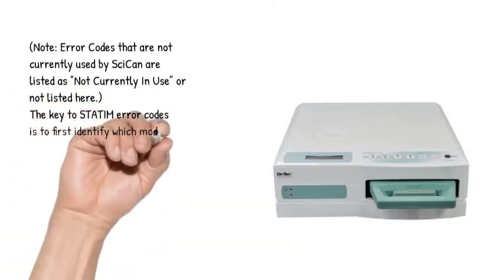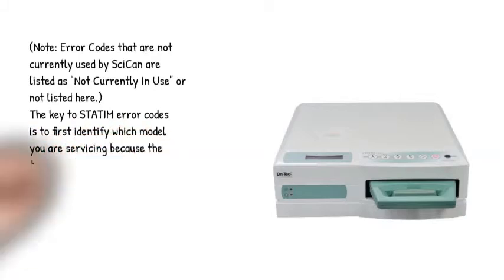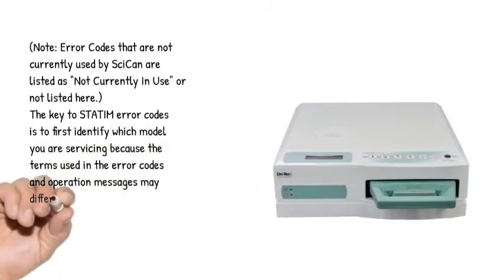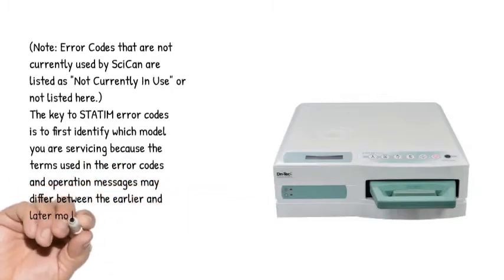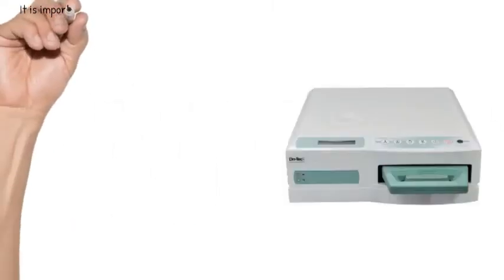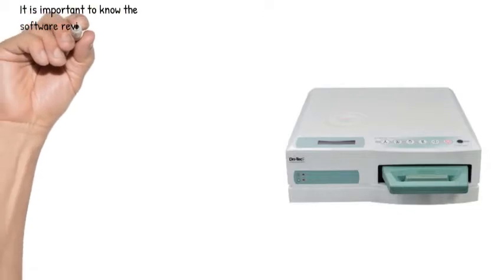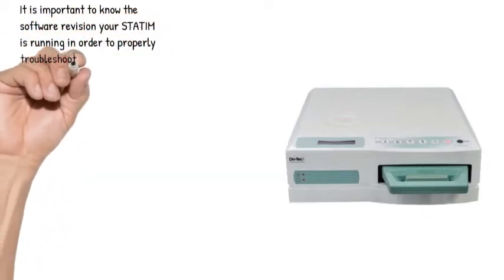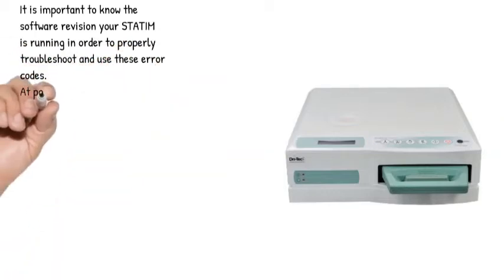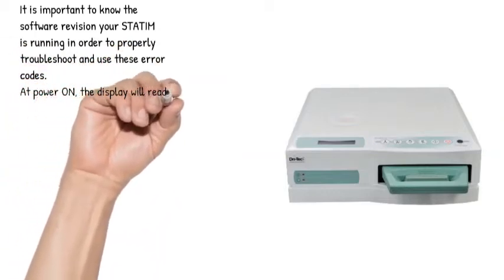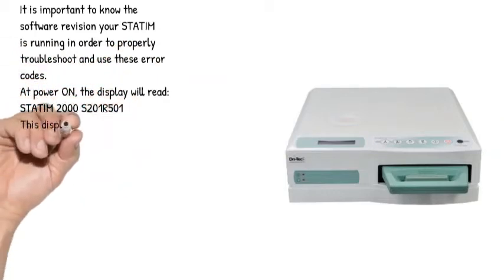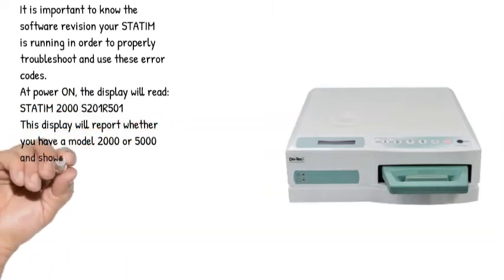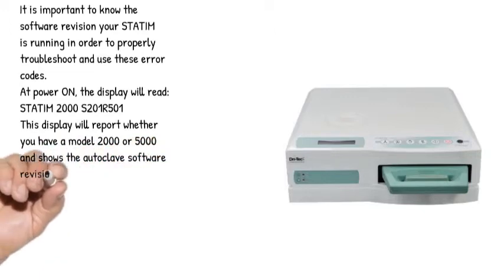The key to Statim error codes is to first identify which model you are servicing, because the terms used in the error codes and operation messages may differ between the earlier and later models. It is important to know the software revision your Statim is running in order to properly troubleshoot and use these error codes. At power on, the display will read, Statim 2000S201R501. This display will report whether you have a model 2000 or 5000 and shows the autoclave software revision level.